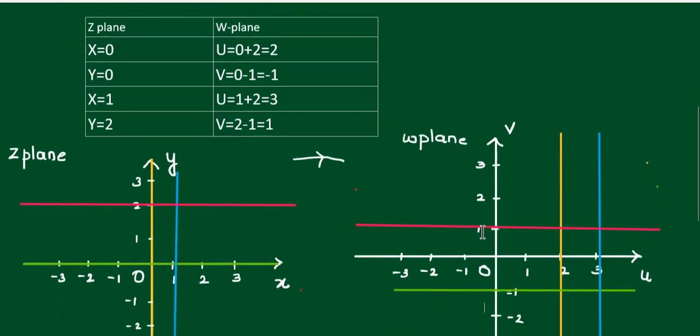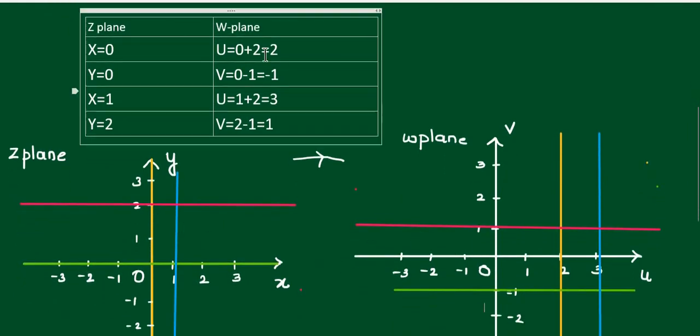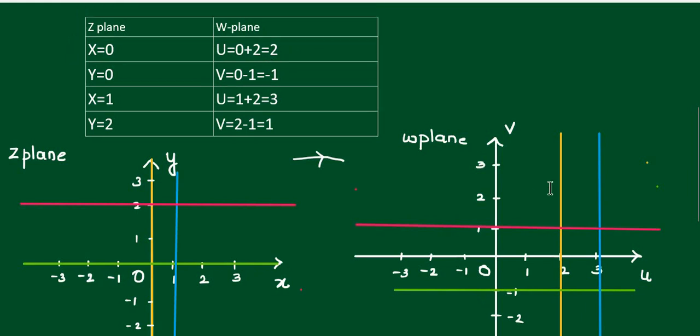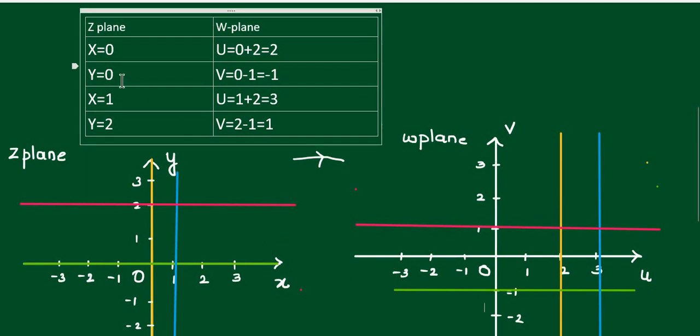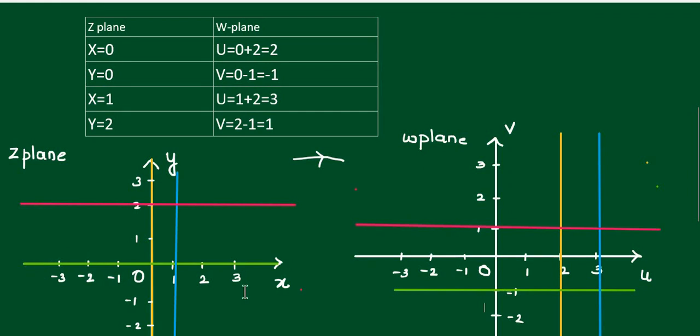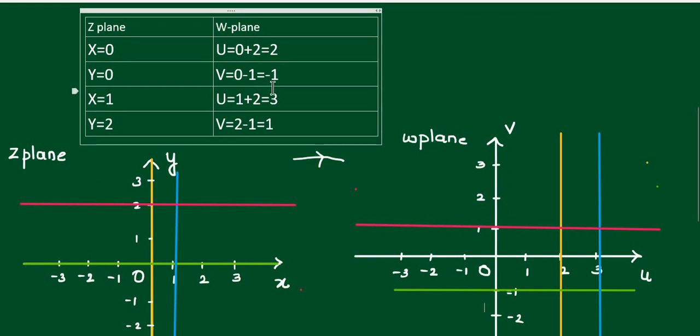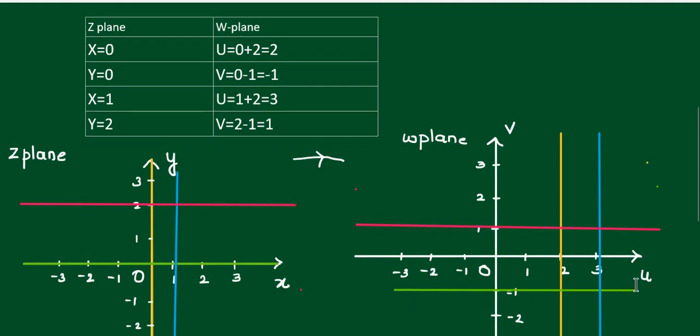x equal to 0 means it is the y axis. The yellow colored line is being mapped to u is equal to 2. u is equal to 2 is a line parallel to the v axis. So, the yellow colored line is being mapped to the yellow colored line. Now, y equal to 0 means the x axis; the green colored line is being mapped to v is equal to minus 1. v equal to minus 1 is a line parallel to the u axis.